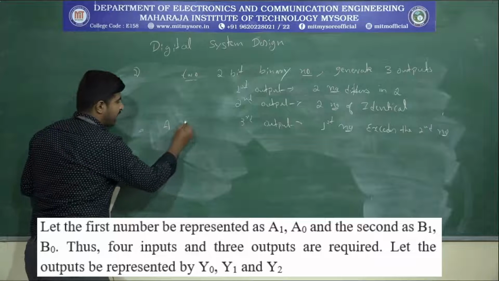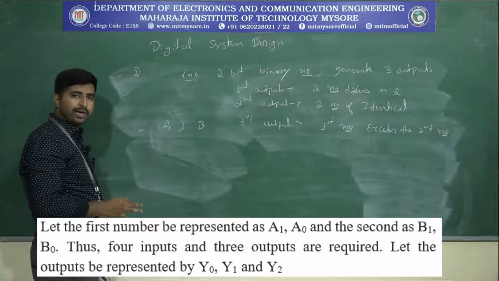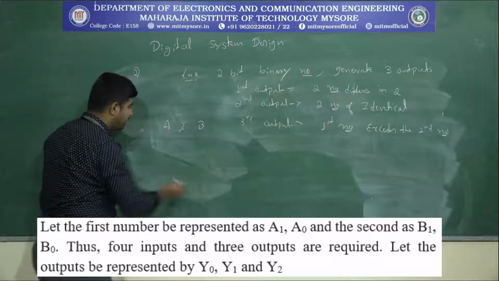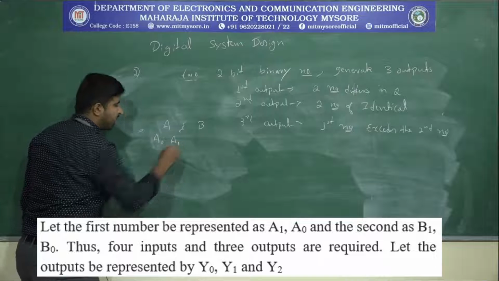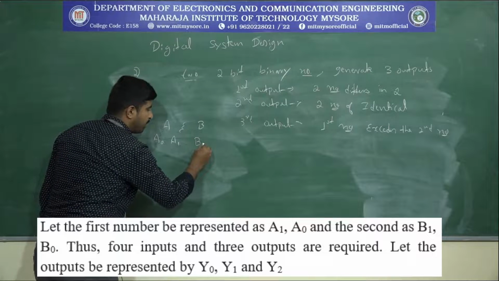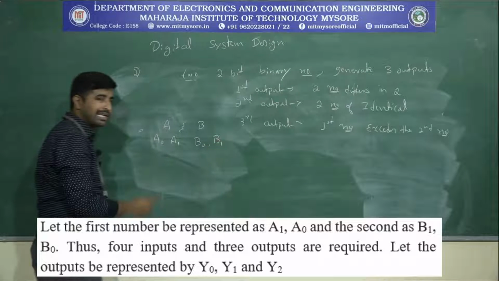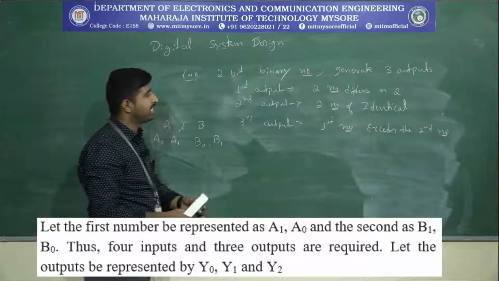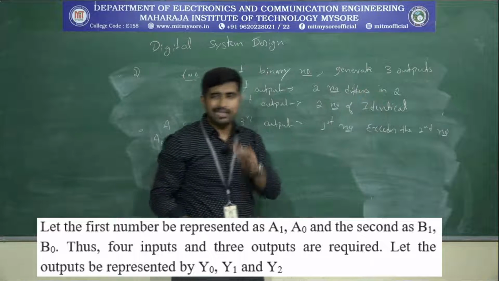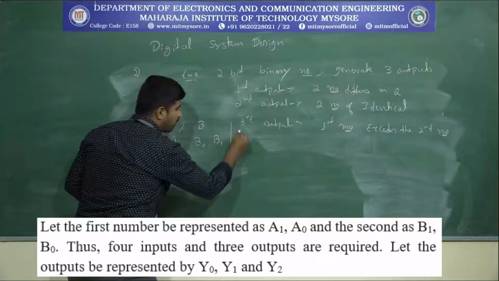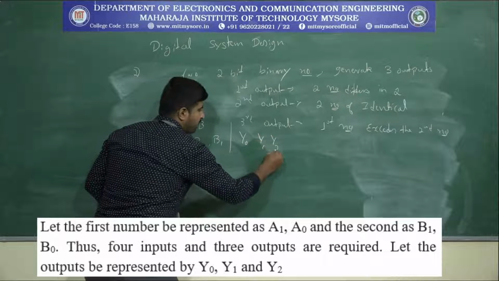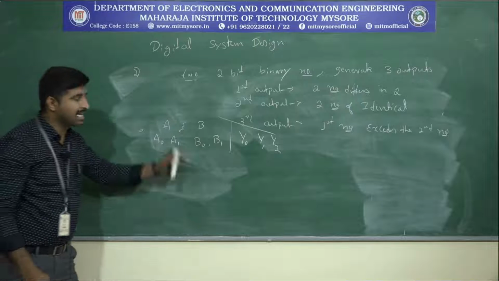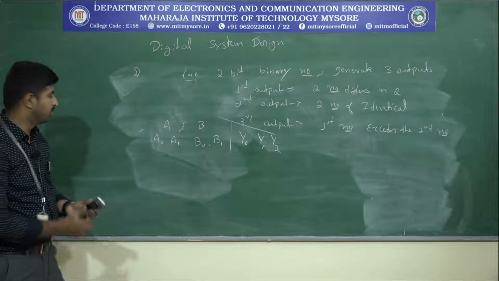So assuming A and B are the 2 inputs, A itself is a 2-bit number and B itself is a 2-bit number. So we will take A0, A1, and here we will take B0 and B1, assigning the variables. If you see the outputs, this generates 3 outputs, so the outputs will be Y0, Y1 and Y2. Let's construct the truth table for this.